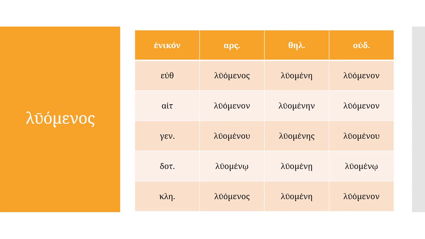And the ending is formed from menos, mene, menon. The stem is men. So everywhere we have liuomen, liuomen, liuomen. So actually it's incredibly regular. This is one reason to deal with middle participles first. And then you can see that because it is an adjective, it follows an adjective set of endings.